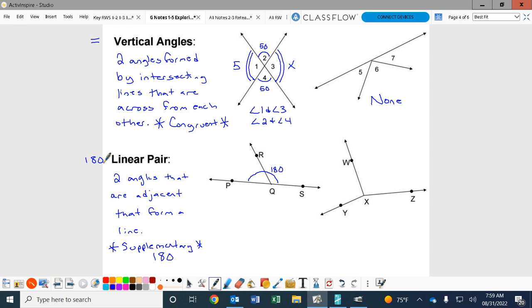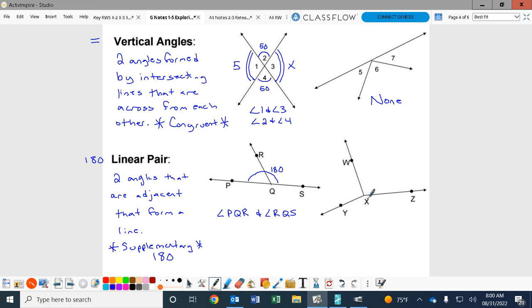Okay, guys. So, guys, right here. Oh, wait, we didn't name these. I'm sorry. Let's name the linear pair. So the first angle is going to be angle PQR. If the first one is PQR, y'all tell me the second one. RQS. Perfect. RQS. Awesome.